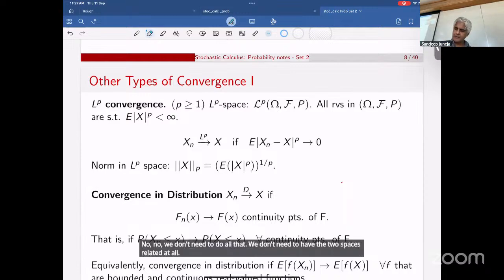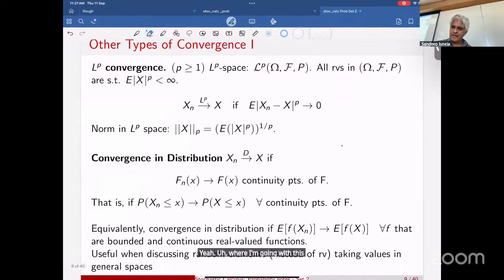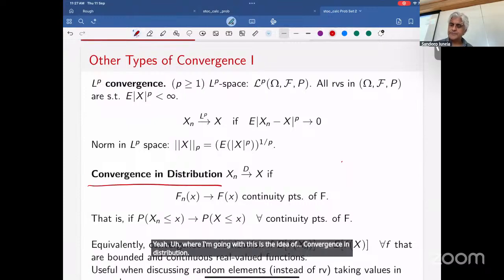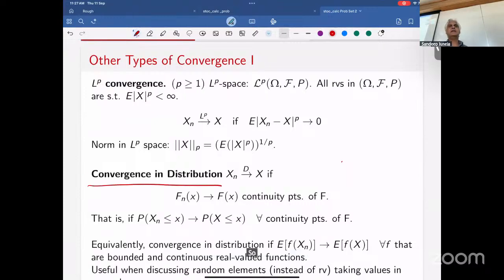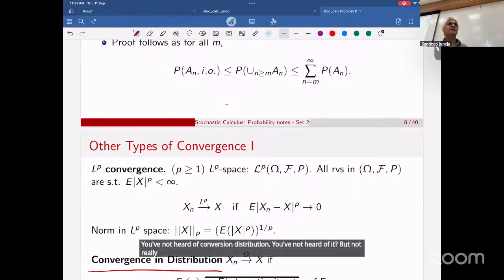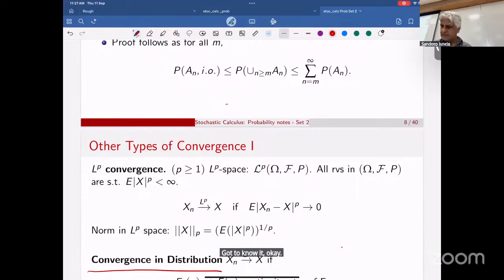Where I'm going with this is the idea of convergence in distribution. So we say Xn converges to X in distribution. Now, is this idea known to you? How many have not heard of convergence in distribution so far? Some have heard of it but not really sat down and got to know it. Okay, all right, so let's familiarize ourselves with convergence in distribution.